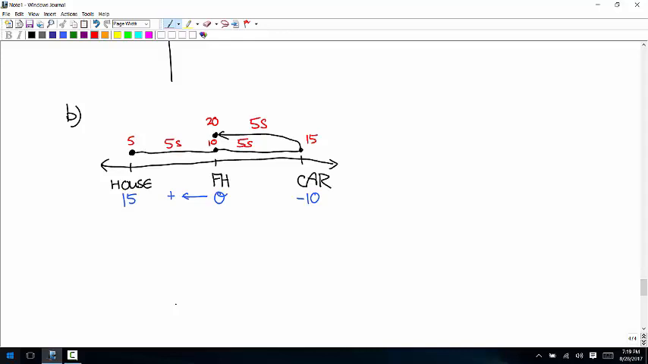So notice, I didn't change anything about the path that the person takes. He still starts at the house and does this. It's just the labels of everything have changed because we chose new values for 0 position, positive direction, and 0 time. And so let's see what this looks like on a position versus time graph.